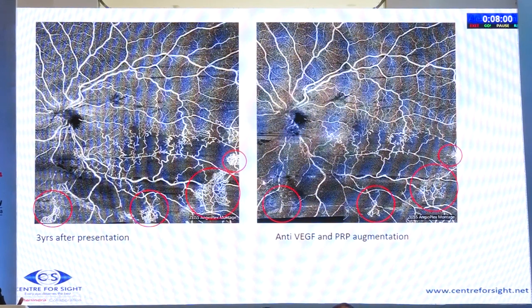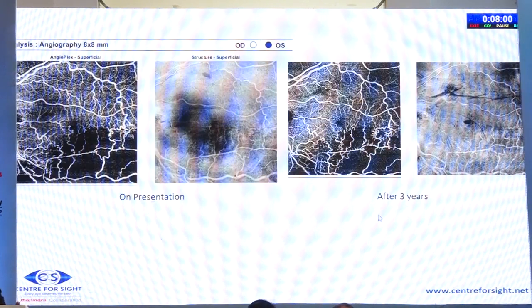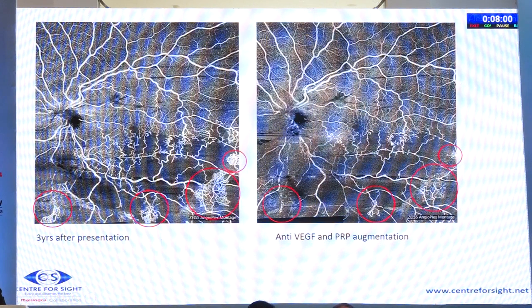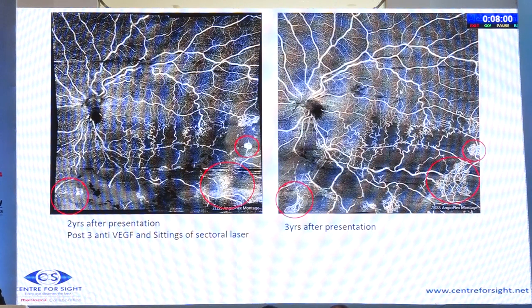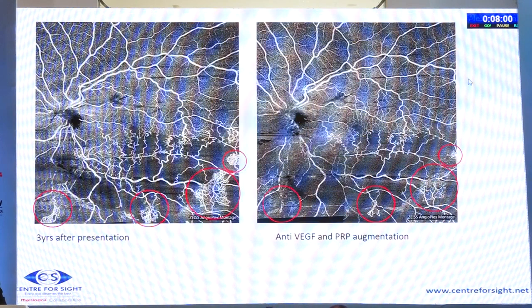This patch has gone down, these patches have also gone down. You see these very thinned out patches, and this blob is also gone, but still the macular ischemia is still there. And what we saw here was, in the previous year, there was this thing which developed. This was an ERM which was developing in this patient in due course of time.